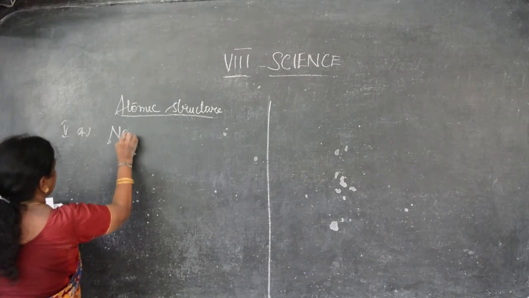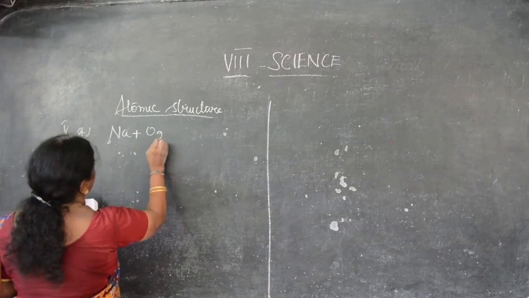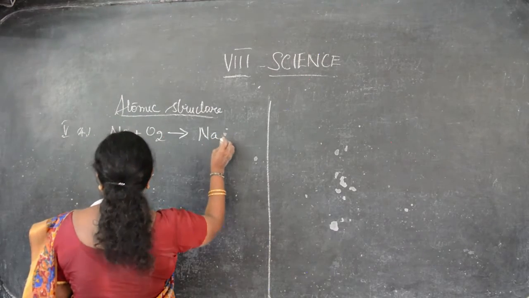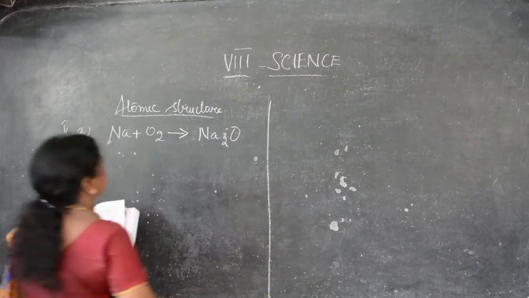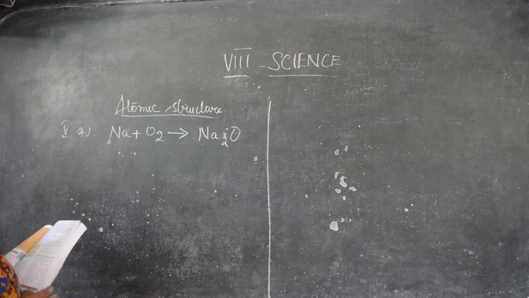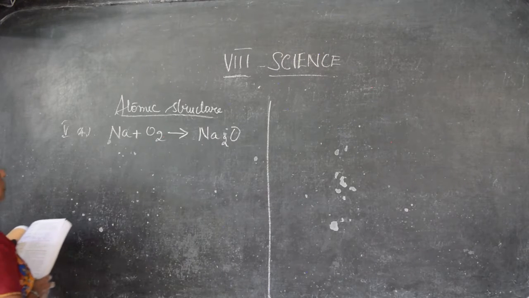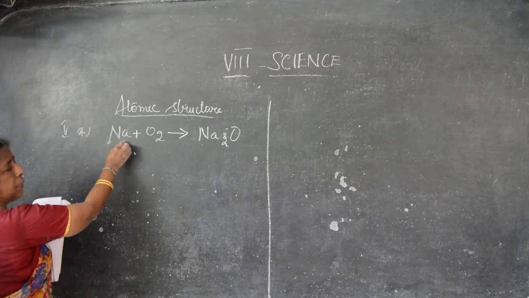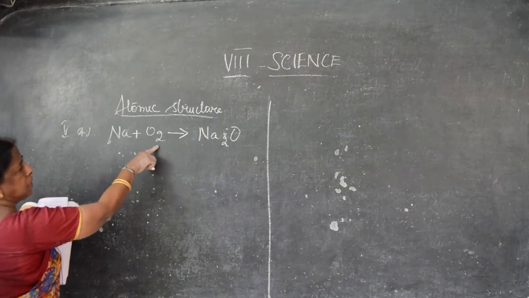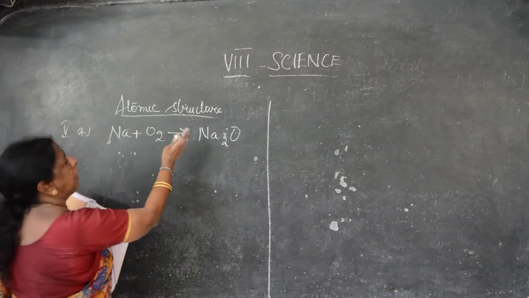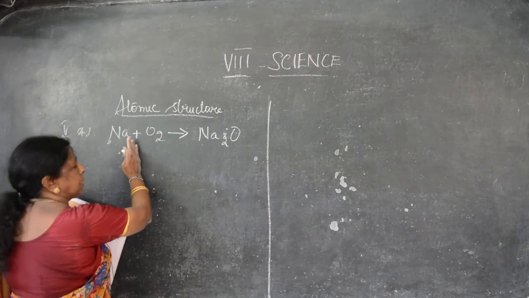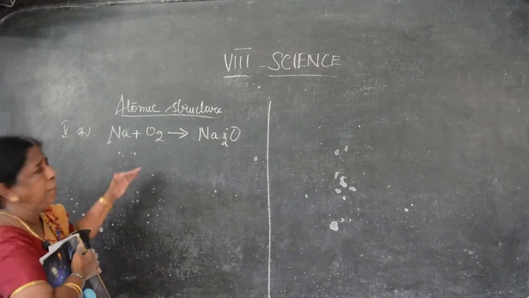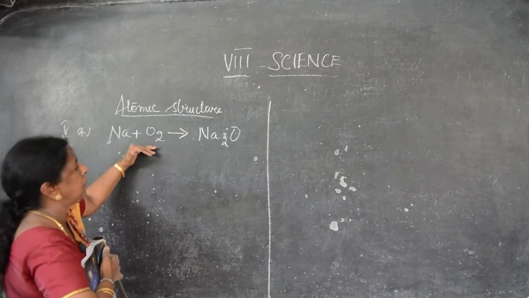First one, see, Na, sodium plus oxygen gives sodium oxide, Na2O. So here, Na, sodium how many? One atom only, oxygen 2 atoms. This is reactants. Before the arrow mark, the elements are reactants. After the arrow mark, the elements are products. Here, one atom of sodium, 2 atoms of oxygen combine together and become sodium oxide.